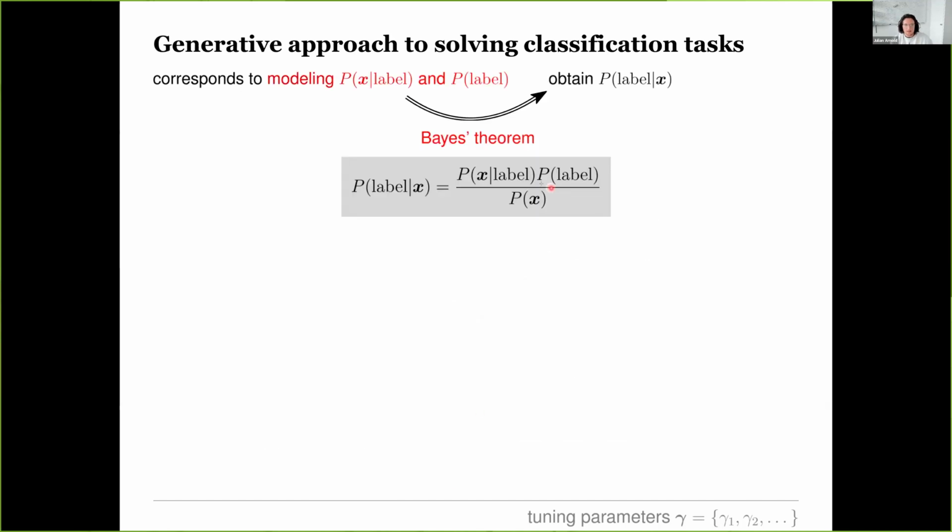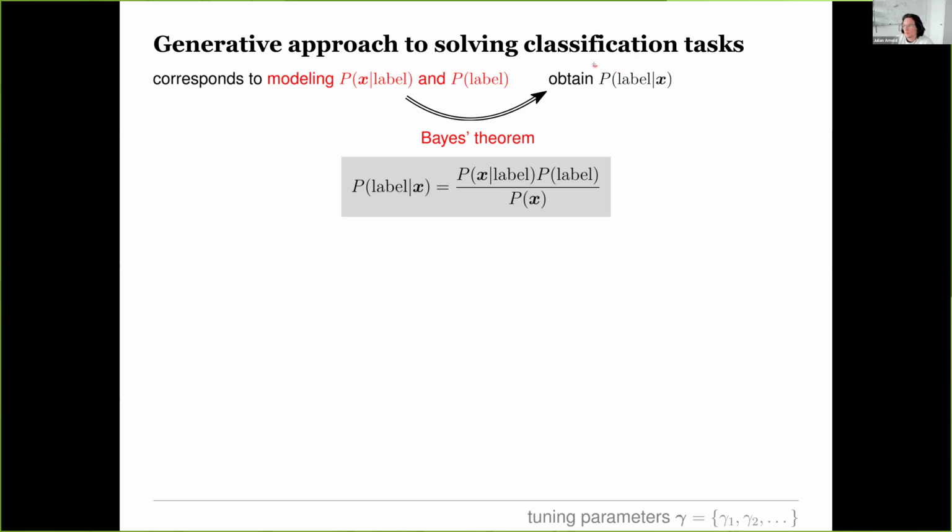But there exists another approach, which is more indirect, and this is the so-called generative approach. And in that case, we explicitly construct models for P of X given a label and the probability distribution of a label itself. And via Bayes' theorem, we can then obtain the probability distribution of the labels given X. So that's the quantity we care about in the end. And that's in the end our classifier.